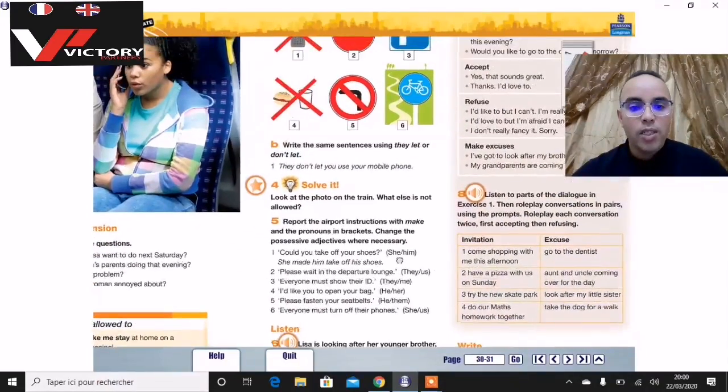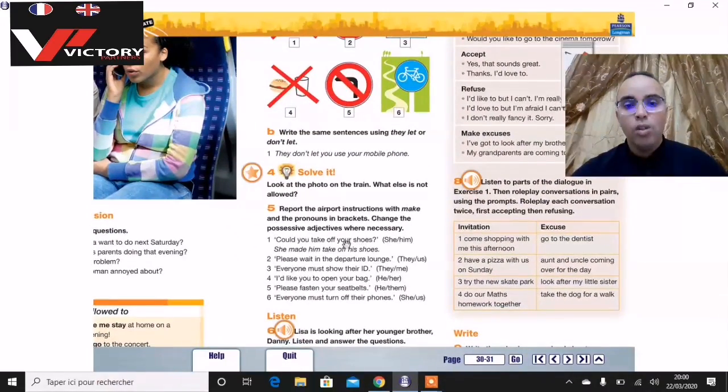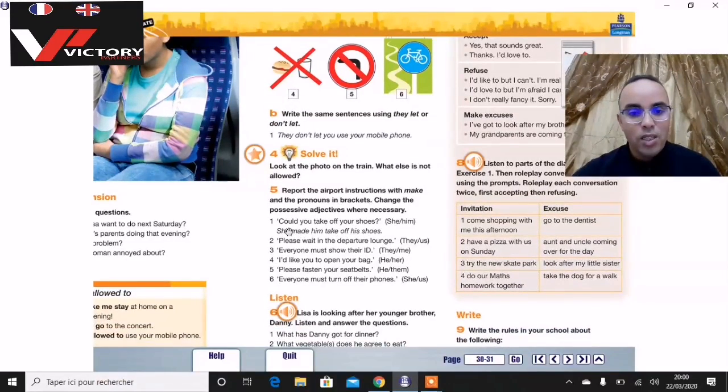Concerning exercise number 5, you are going to report the airport's instructions that you hear when you go to the airport. You are going to report these instructions with make and the pronouns in brackets. You have got some pronouns here in brackets. Change the possessive adjectives where necessary. So here, let's notice sentence number 1.